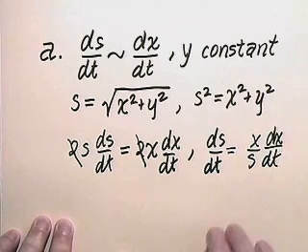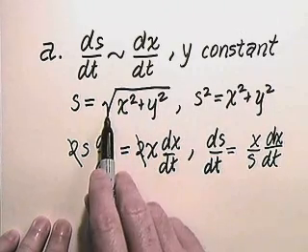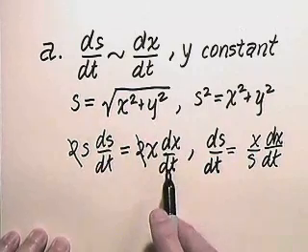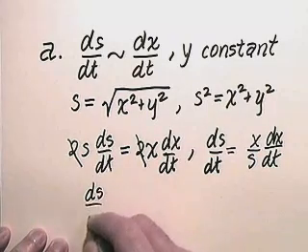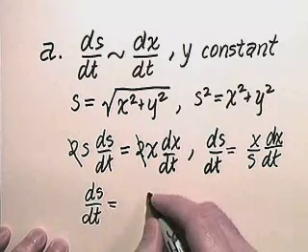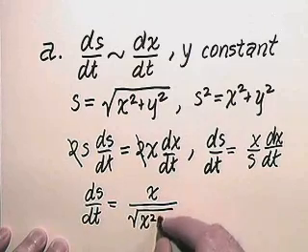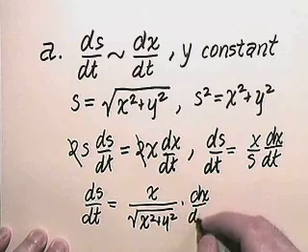Now if you wanted this result totally in terms of x and y, I could replace s in this expression by its expression in terms of x and y. s is the square root of x squared plus y squared, and so we could also say ds/dt is equal to x divided by the square root of x squared plus y squared, multiplied by dx/dt.